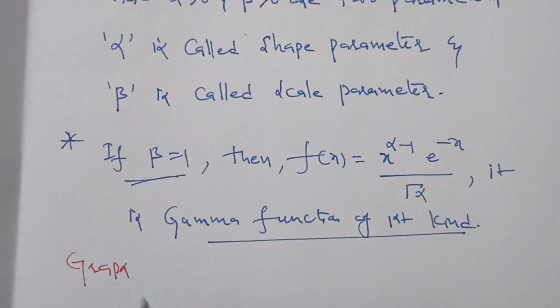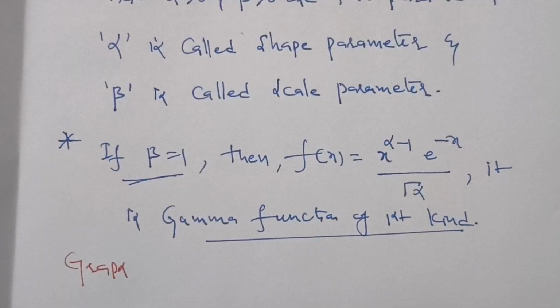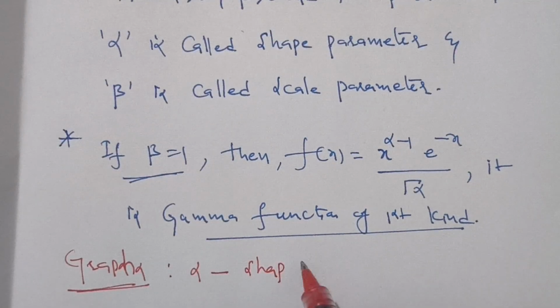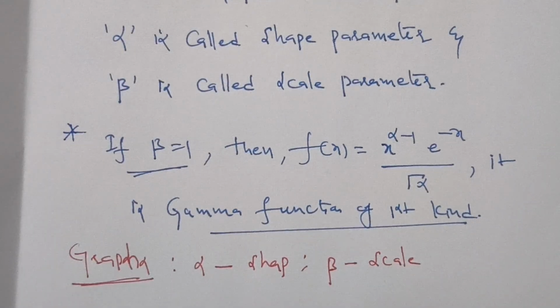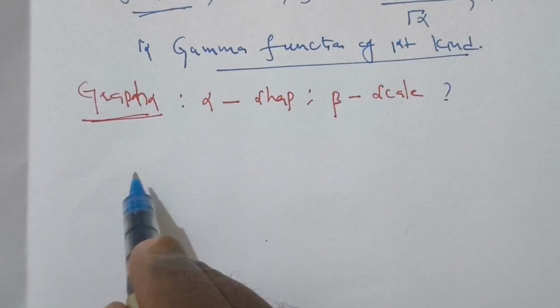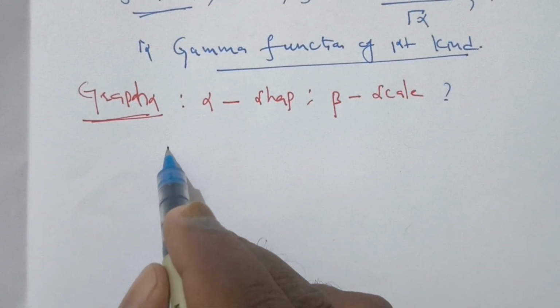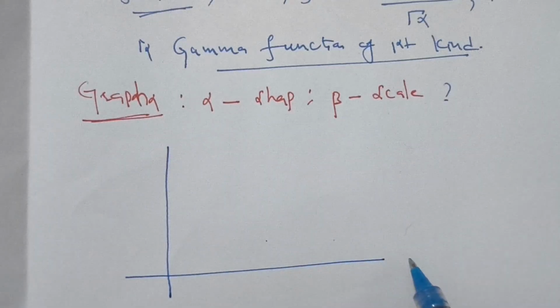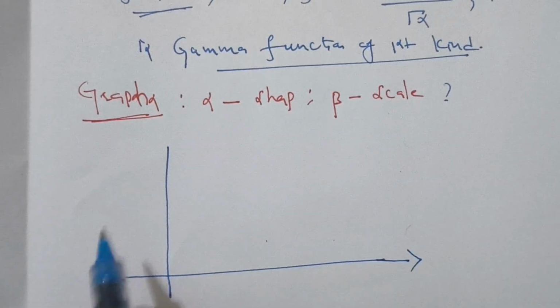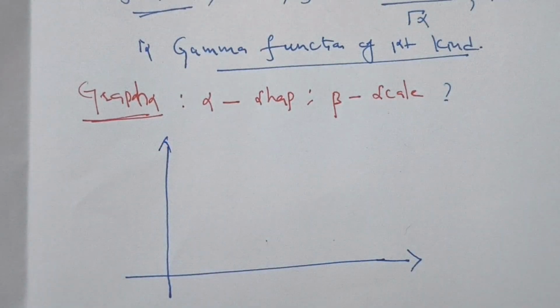So if beta equals 0, the second kind of gamma distribution is converted into the gamma distribution of the first kind. Now look at the graphs of the gamma distribution of the first kind and second kind too. Remember, alpha is a shape parameter, beta is a scale parameter. How is alpha a shape parameter and beta a scale parameter? By using the graphs here.